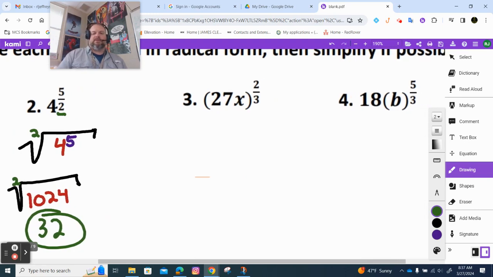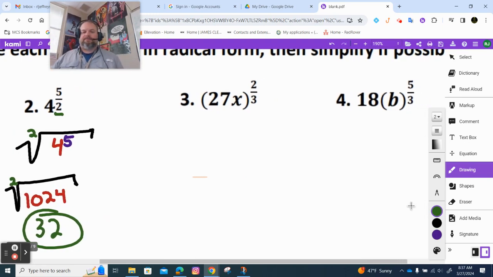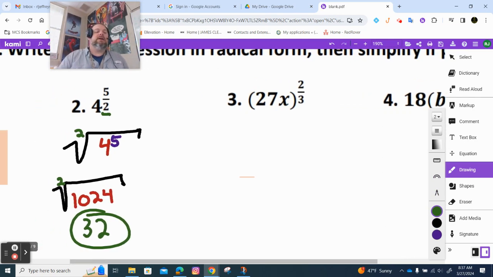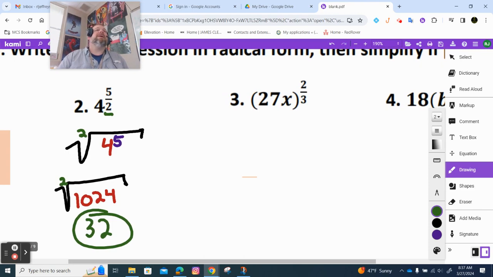Moving over to number 3. How do you do what in the calculator? The what? What problem? We've done 2.